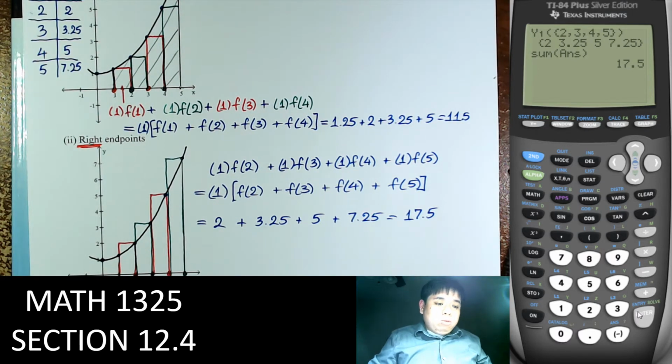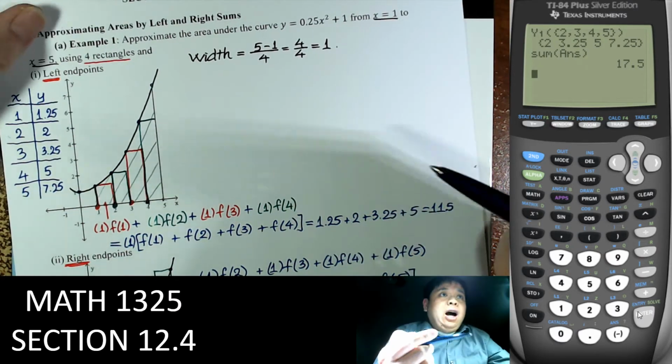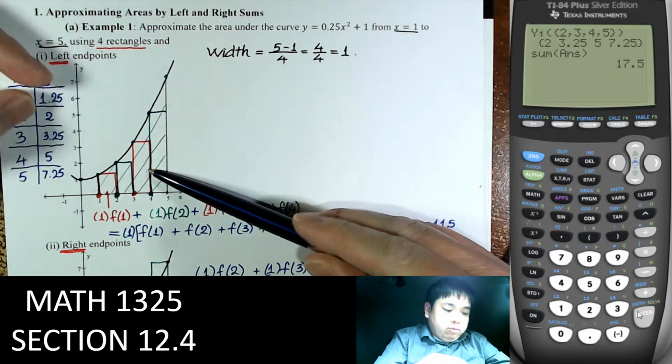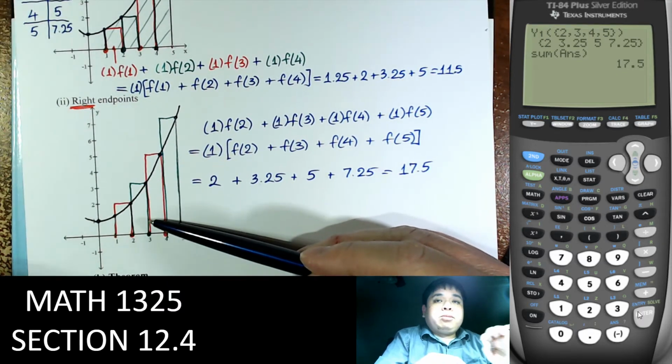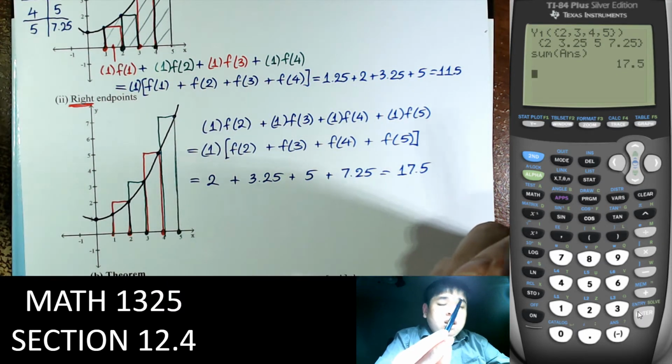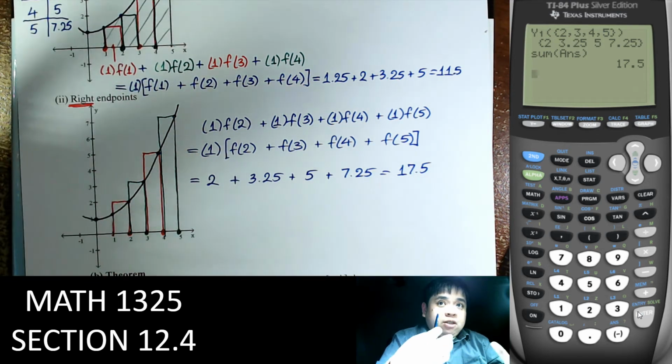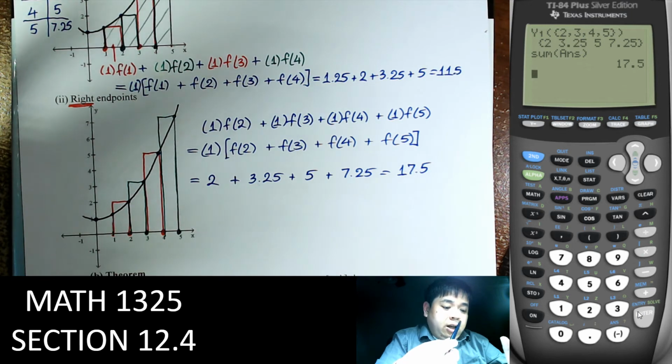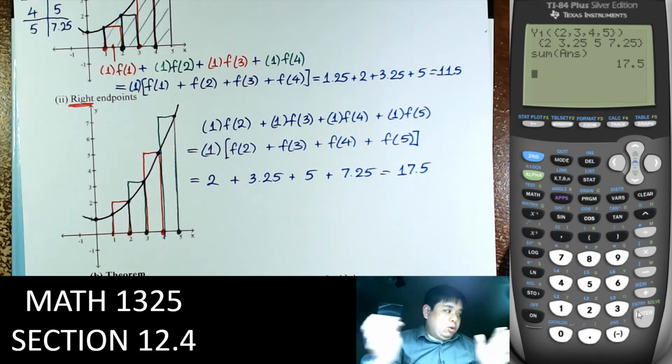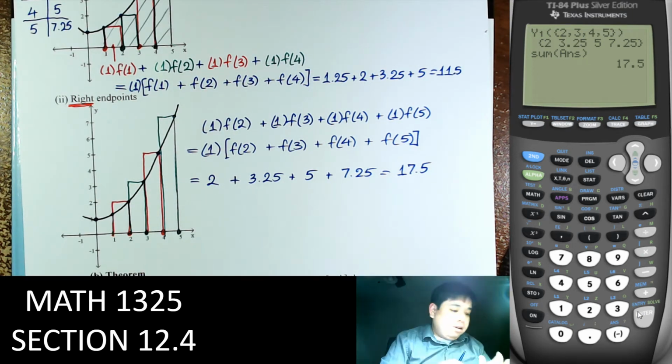Right, let's go to more theory. But sorry, before that, we see one of them is an underestimate. One of them is an overestimate. It doesn't matter. The more rectangles we have, the better the approximation is. So the goal here is just to increase the number of rectangles indefinitely.